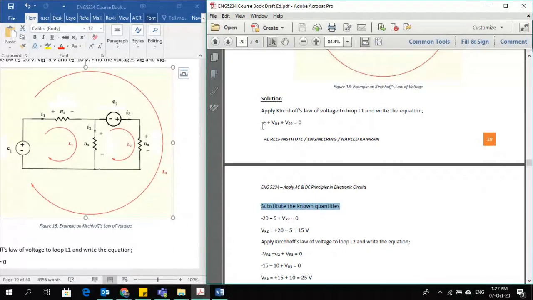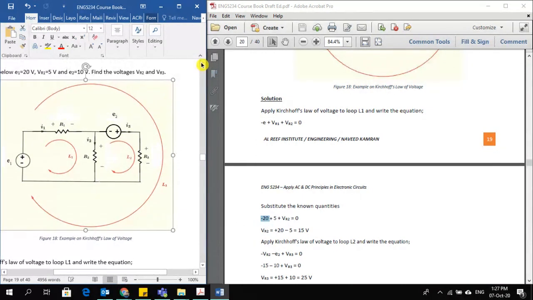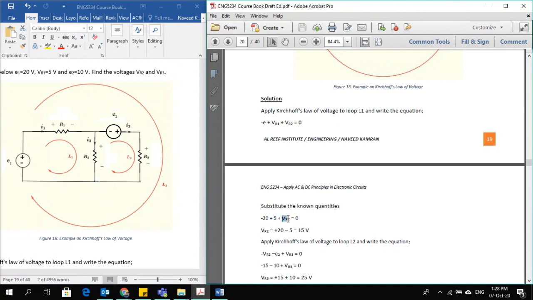As you know, the voltage E1 is given as 20 volts, so I just put 20 here. The minus sign was already there, so I just copied that minus sign. The voltage on R1 was given as 5 volts, as you can see, so I just put 5 here. VR2 we don't know, we need to find it. The rest is easy, you just solve this equation and you can easily find the voltage on resistor 2 as 15 volts. So now we know the voltage on this is 15 volts.